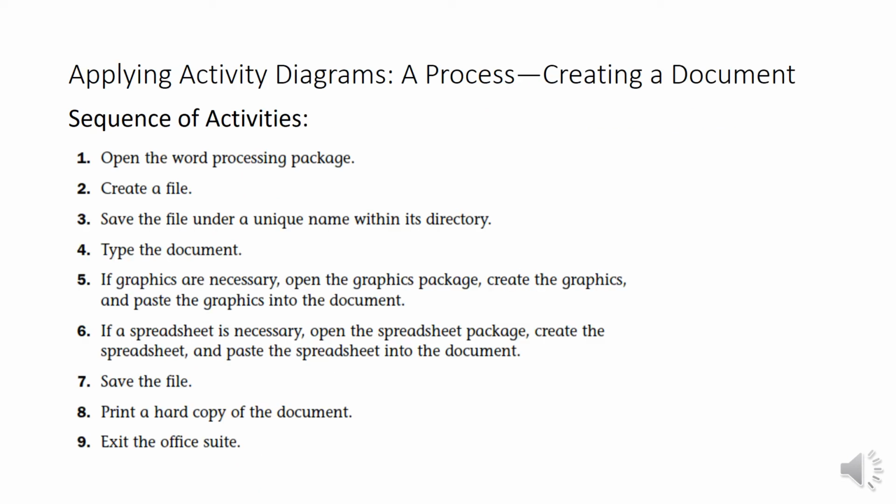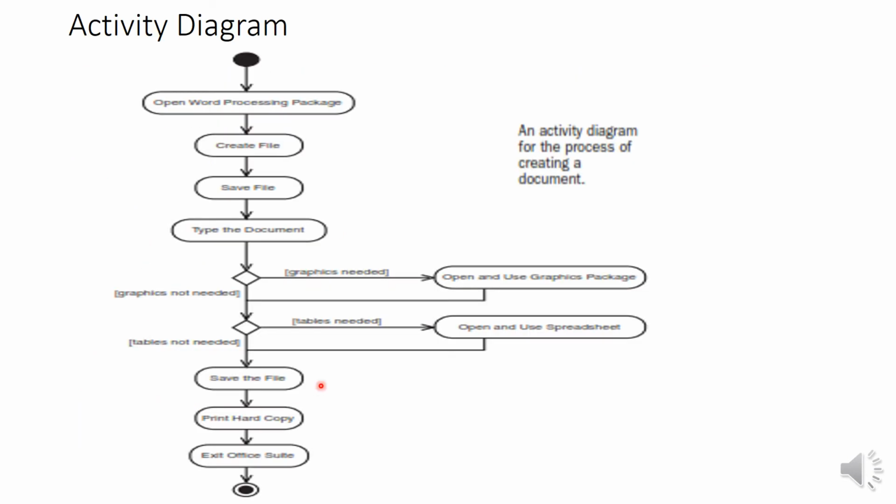Let's look at an example that uses an activity diagram to model a process. The process is creating a document. The sequence of activities in creating the document is given in front of you. First is open the word processing package, then create a file, then save the file, and so on. If you draw the activity diagram of the previous scenario, the start point is represented by a solid filled circle, and the end point is represented by a bullseye.